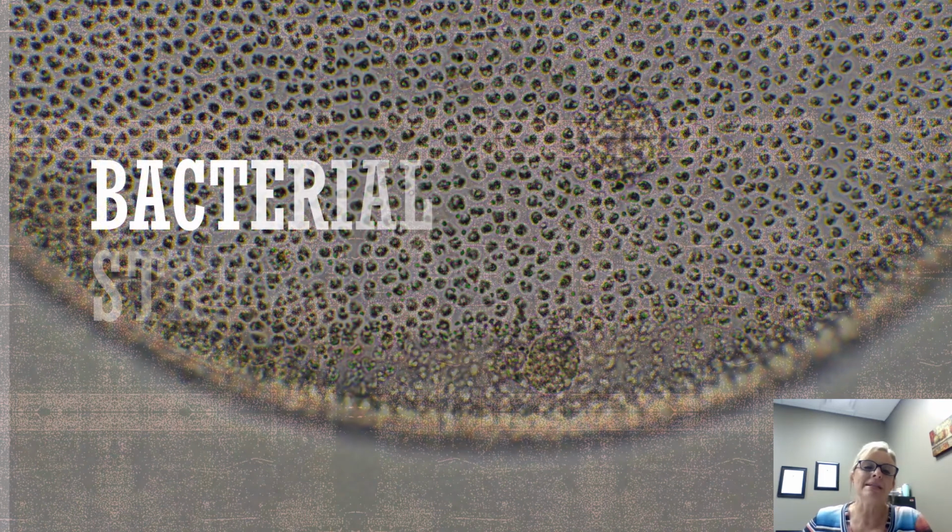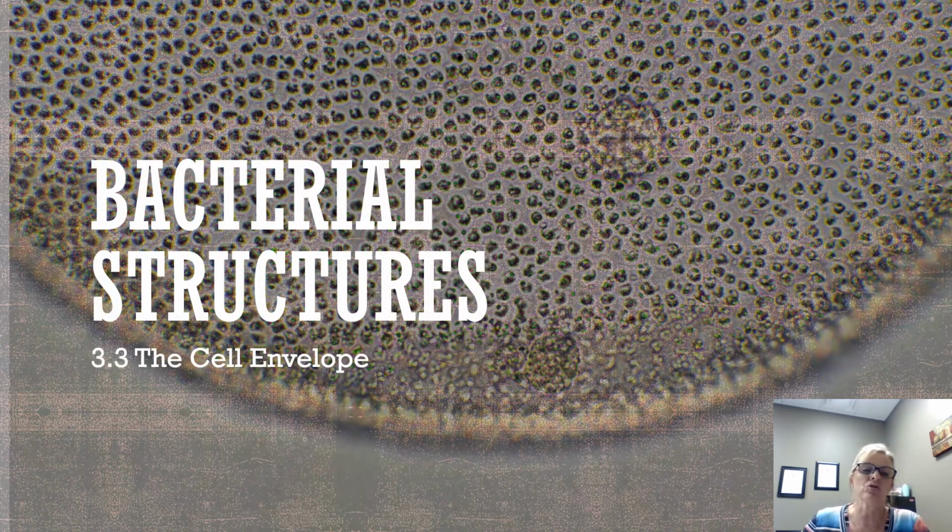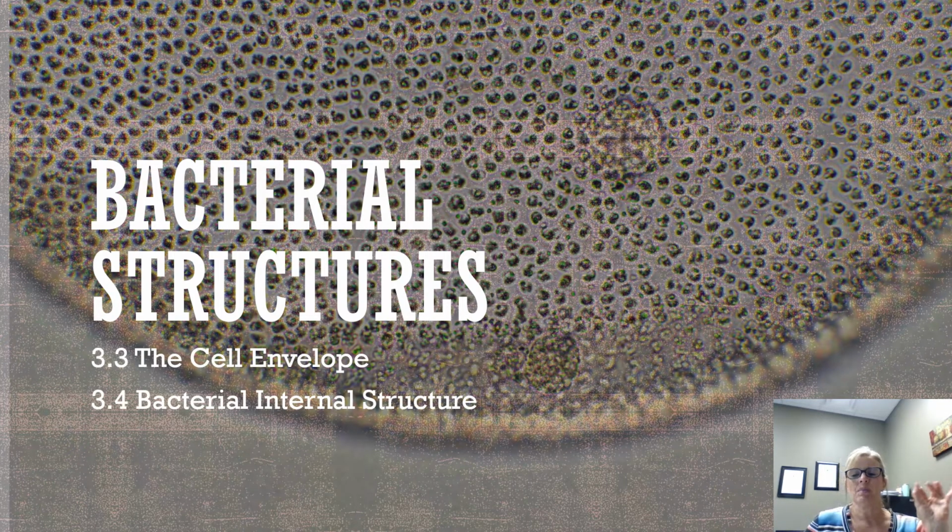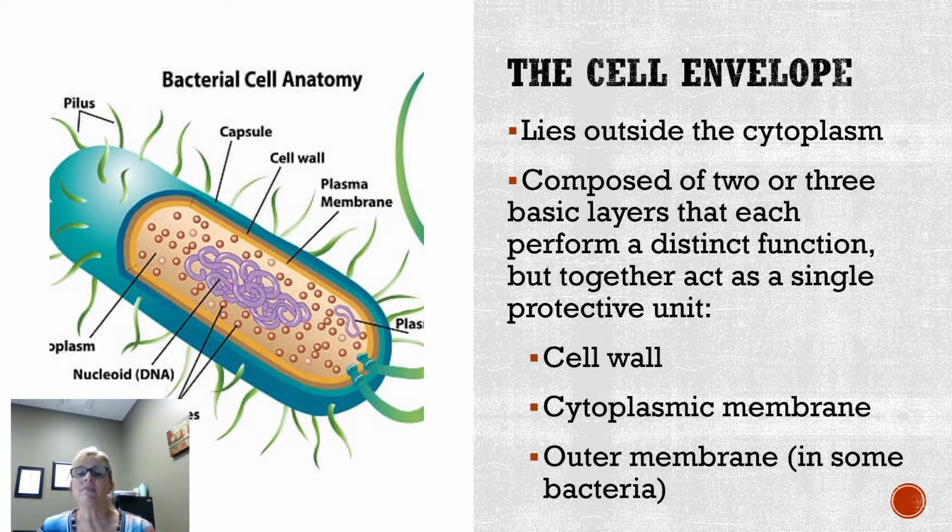Now we're going to look in more detail at some of the bacterial structures like the cell envelope and the internal structure of bacteria. And very briefly, we'll compare with Archaea. Most bacteria have a cell envelope outside the cytoplasm, and it's got three basic layers. You've got the cell wall, the cytoplasmic membrane, and then some bacteria also have the outer membrane.